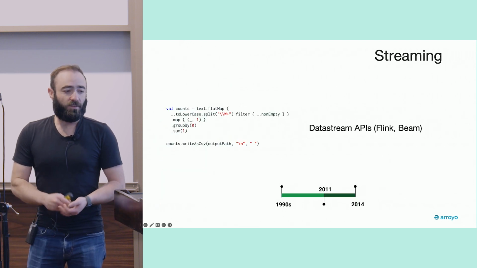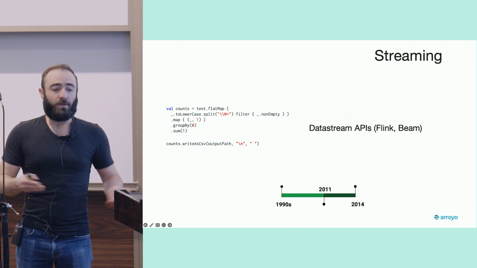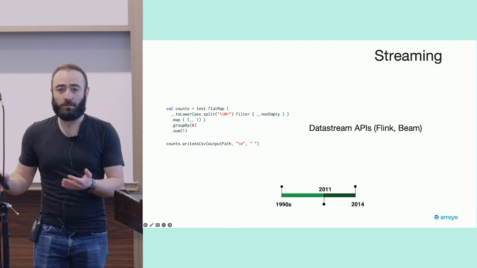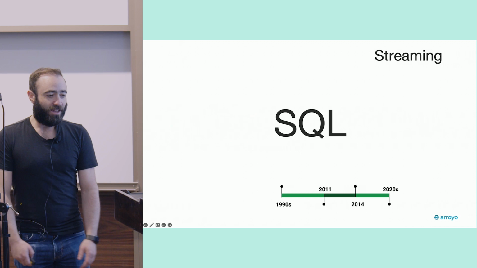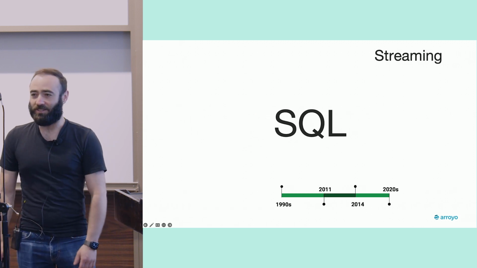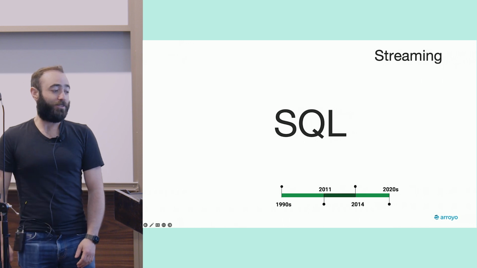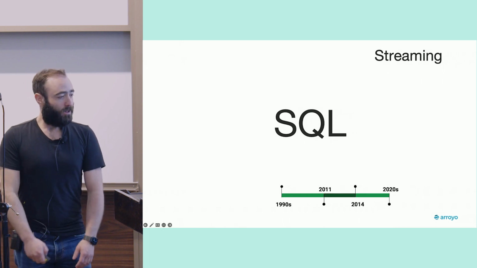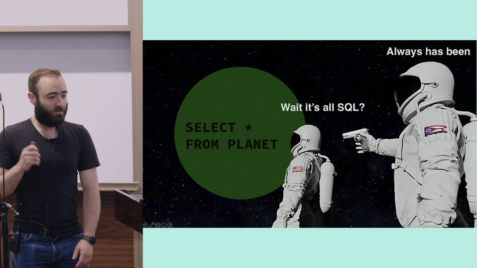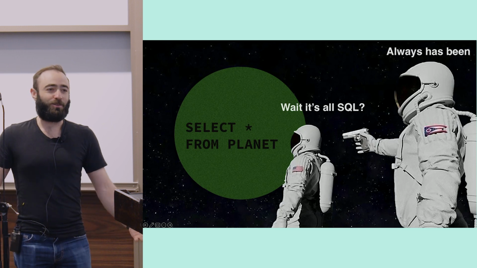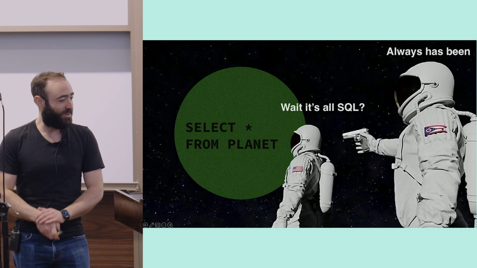And then from there, we get these higher level data stream APIs, very similar to the Spark style data frame APIs. But then here we are in the 2020s and we're back. We're back to SQL. Always the inevitable answer. So yeah, it's always SQL. That's just how it goes.